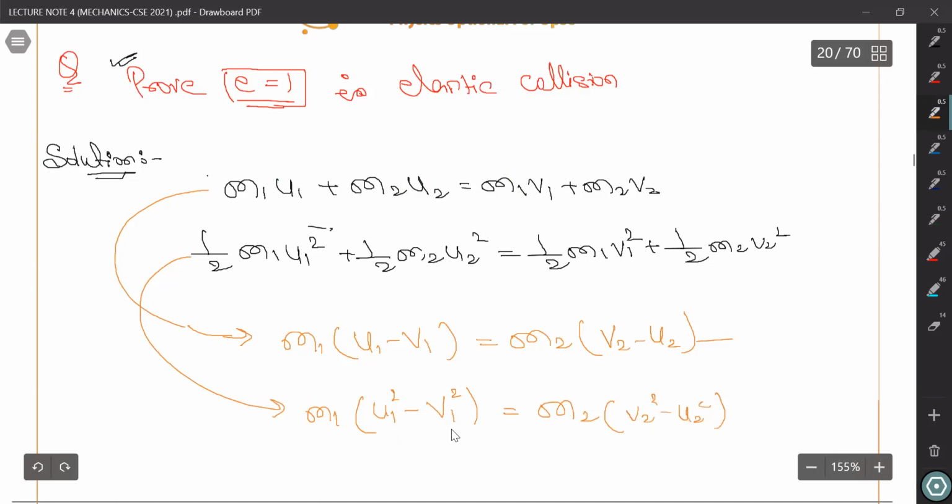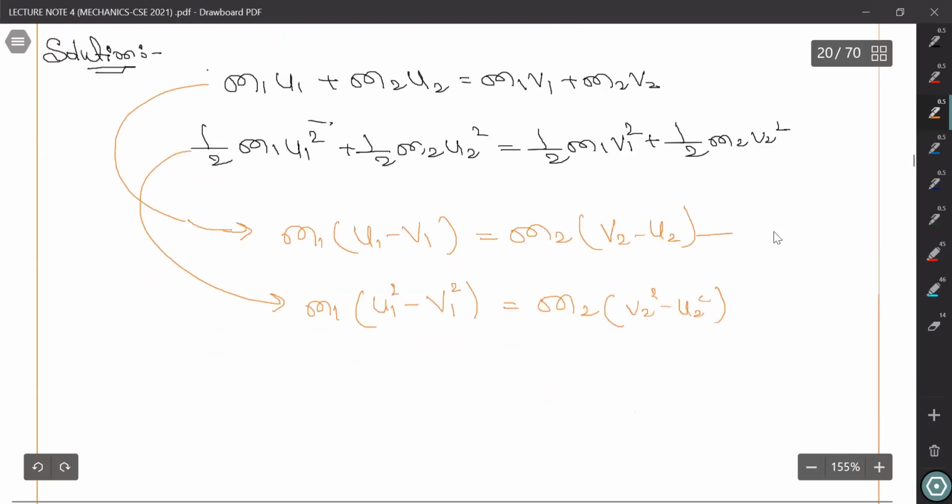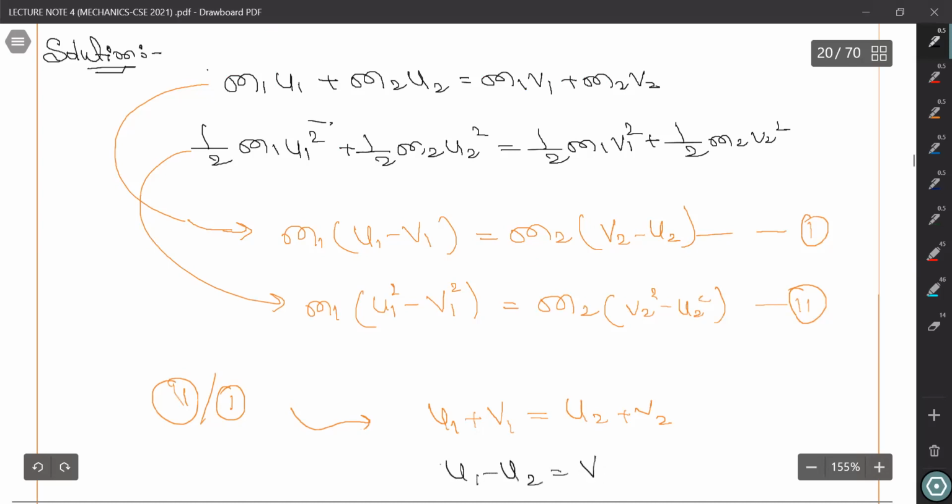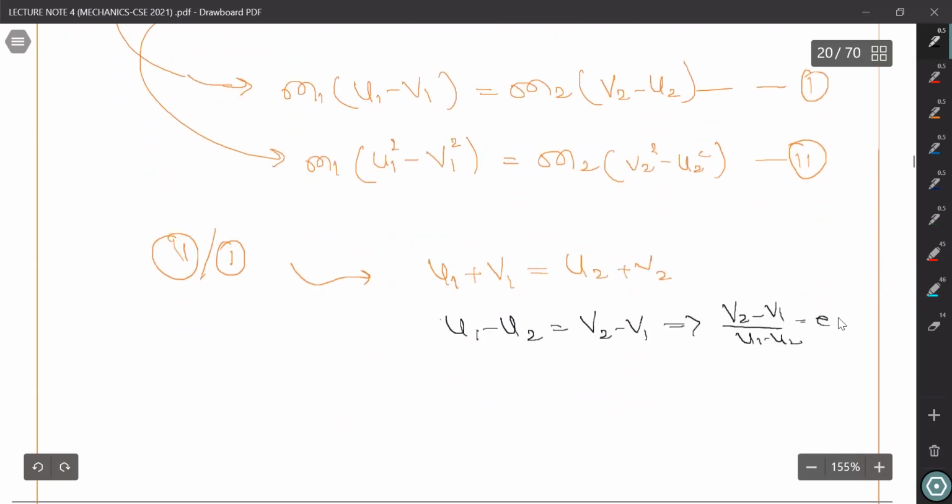And we know that a square minus b square we can apply easily. So let's say this is 1 and this is 2. When you divide 2 by 1, what you will get? You will get u1 plus v1 is equal to u2 plus v2. You can do these things, so it will become u1 minus u2 is equal to v2 minus v1, and that is what we have proved now: v2 minus v1 upon u1 minus u2, and this is what we call e, and this is equal to 1.